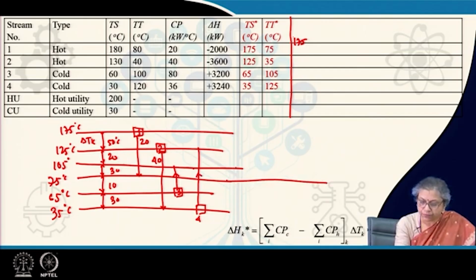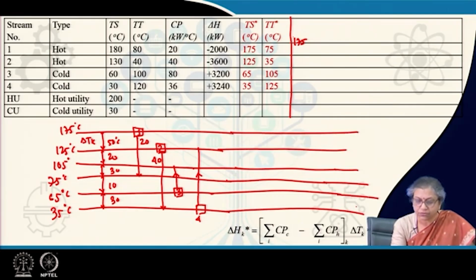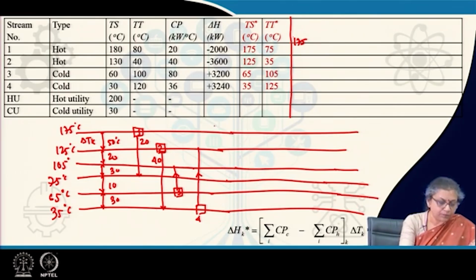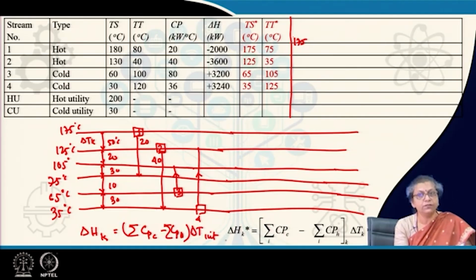So I have shown all these streams here. This is the way by which you are supposed to proceed to find out the location of delta T min by the problem table algorithm. So within each interval I need to find out the heat, the delta H for each interval. So delta H for the kth interval is definitely sigma Cpc minus sigma Cph into delta T of that interval.